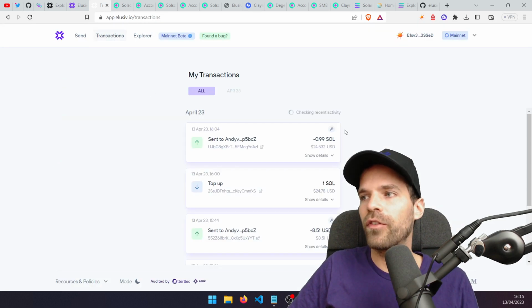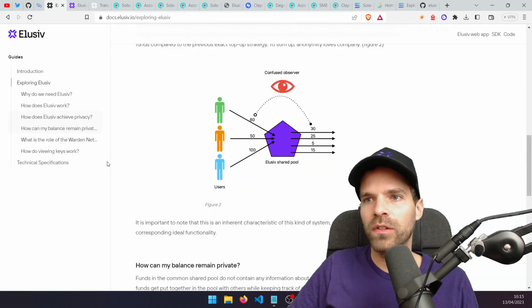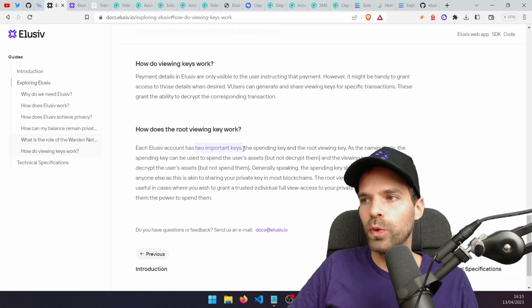That's the key for one specific transaction. In the docs, it says there are two keys. One is the spending key and one is the root viewing key.